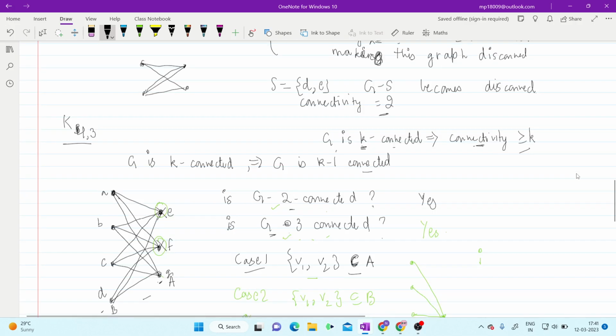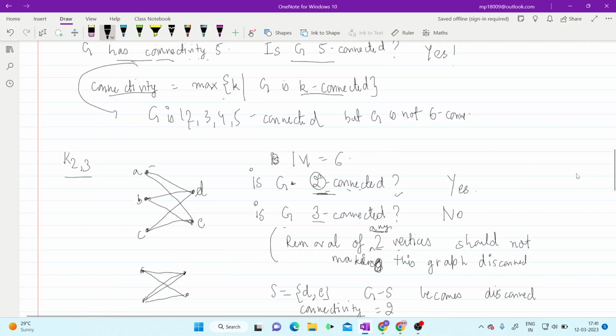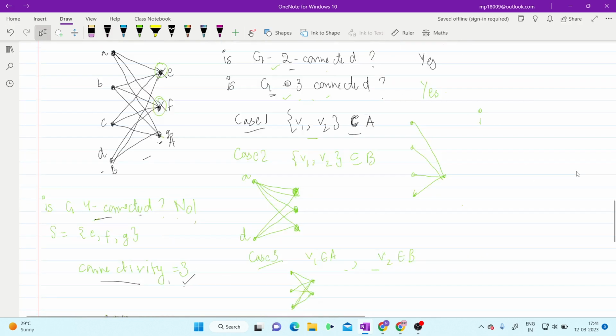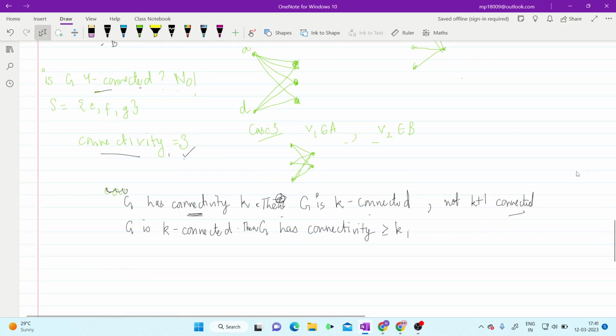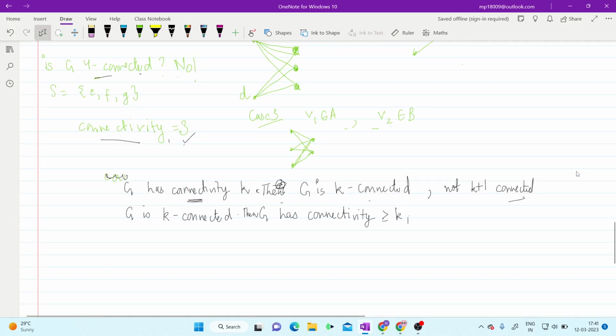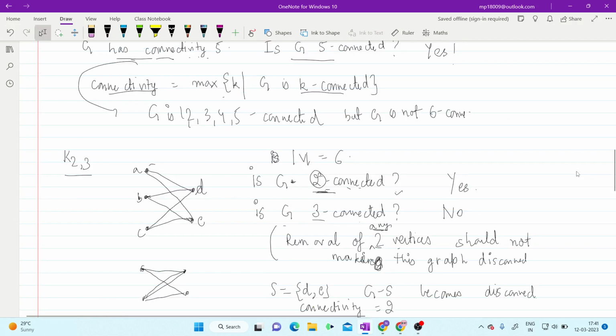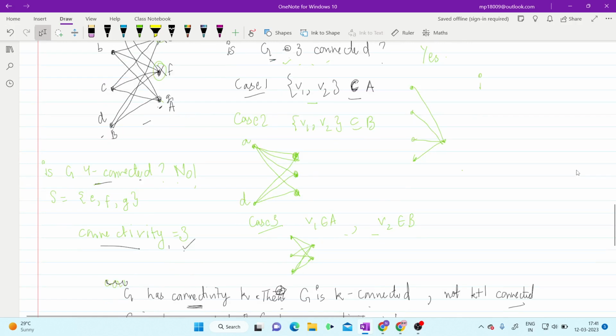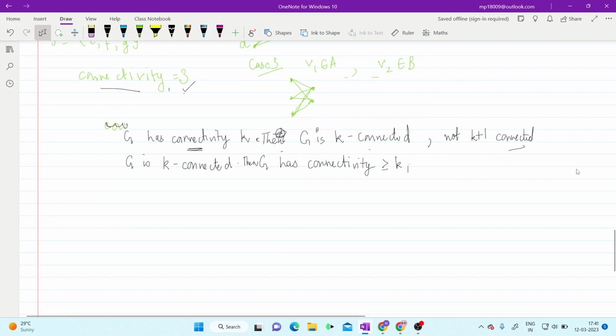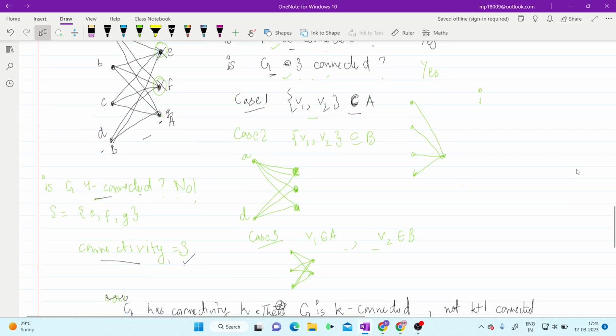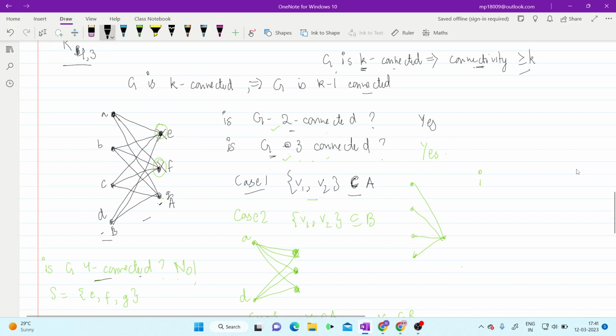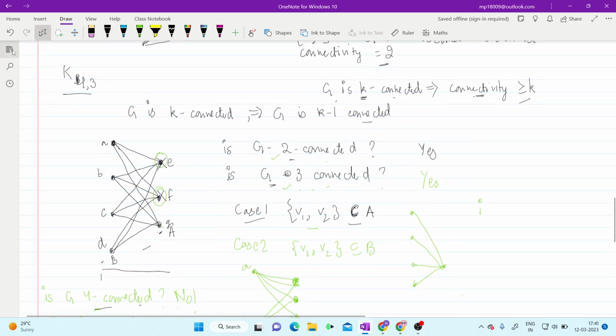Also, this is one definition. Another equivalent definition is that connectivity is the minimum number of vertices required to make this graph disconnected. So you see in this, we are getting 3.